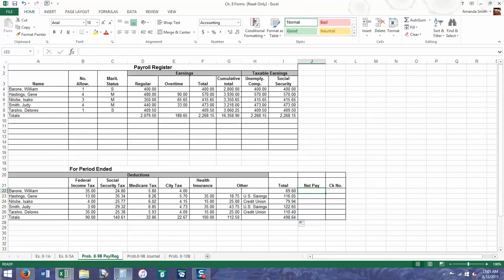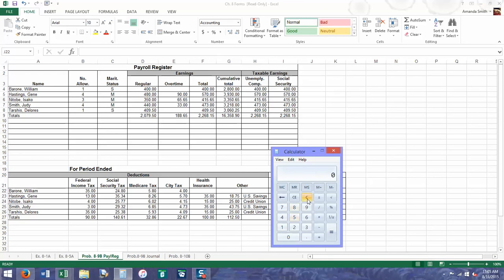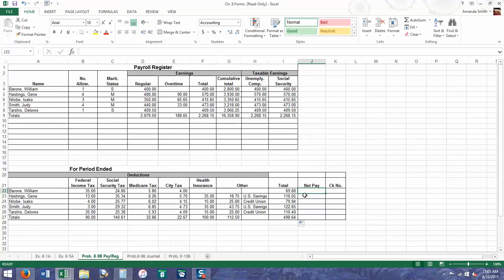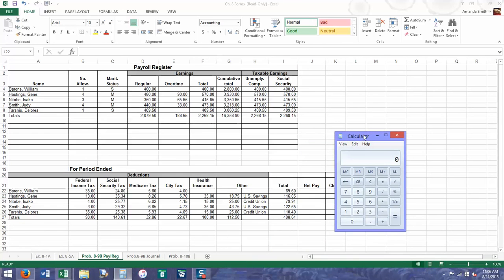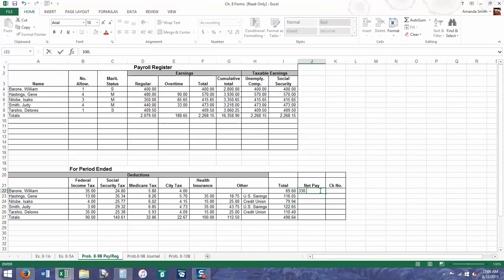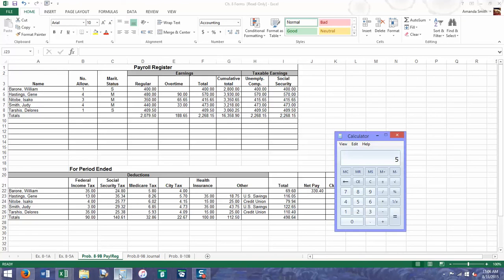Now to calculate net pay, again, this is something you can have Excel do, or you can just do it yourself. $400 minus $69.60 gives a net pay of $330.40. Again, you're going to repeat the same process. 570 minus $116.05 gives us $453.95.